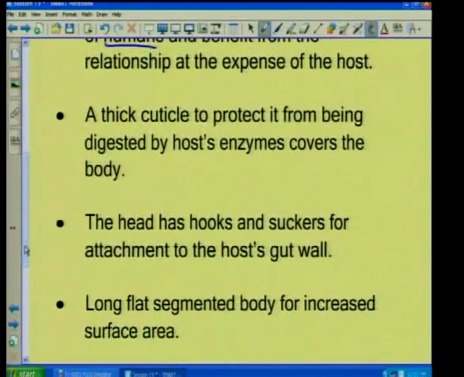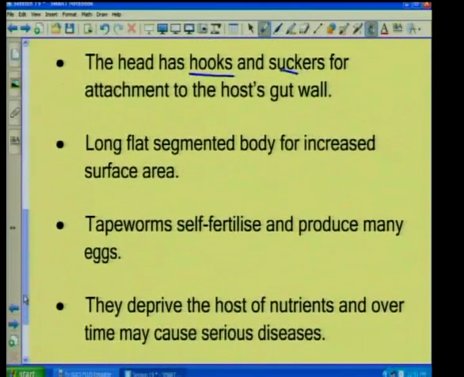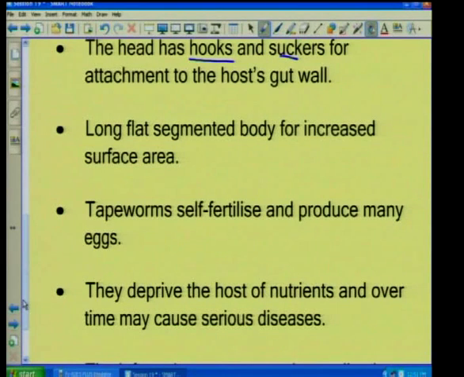Well, first of all, they've got a very thick cuticle which protects them from being digested. They also release anti-enzymes. Then their head has hooks and suckers, and they make sure that once they're stuck there, they're stuck there. It's very hard to get rid of them. Their body is flat and segmented, so it increases the surface area, and it doesn't disrupt your food from passing through your digestive system. The tapeworms self-fertilize. They are what we call hermaphrodites.